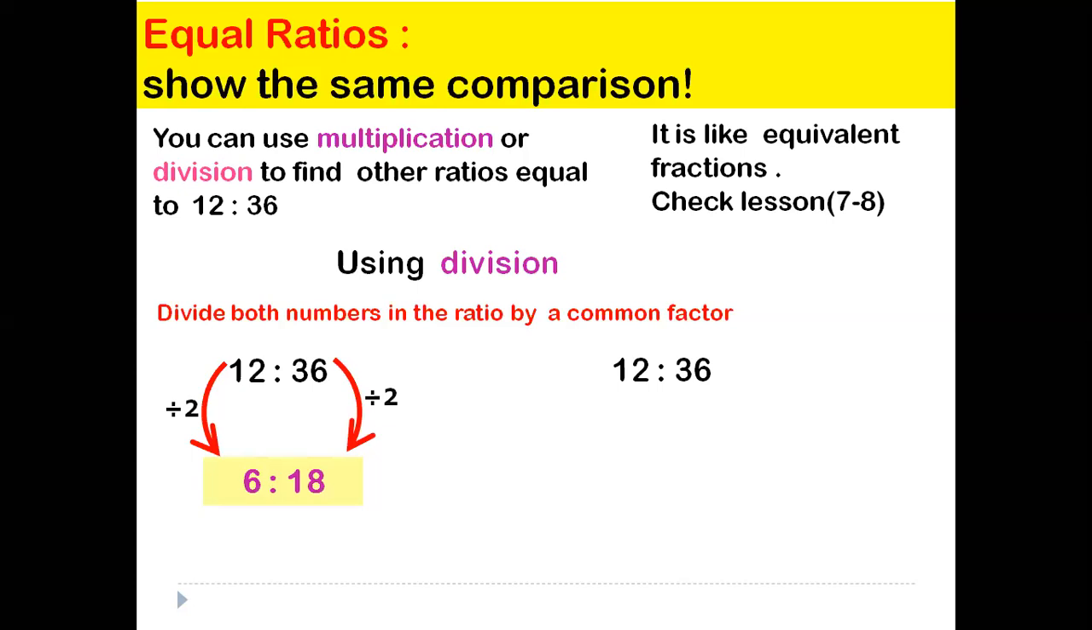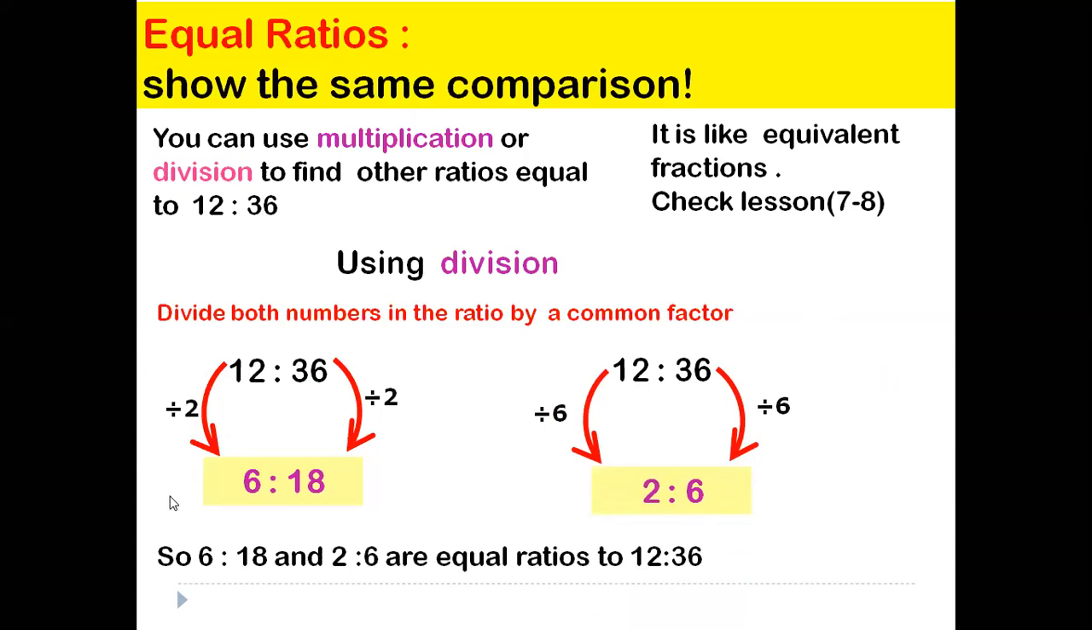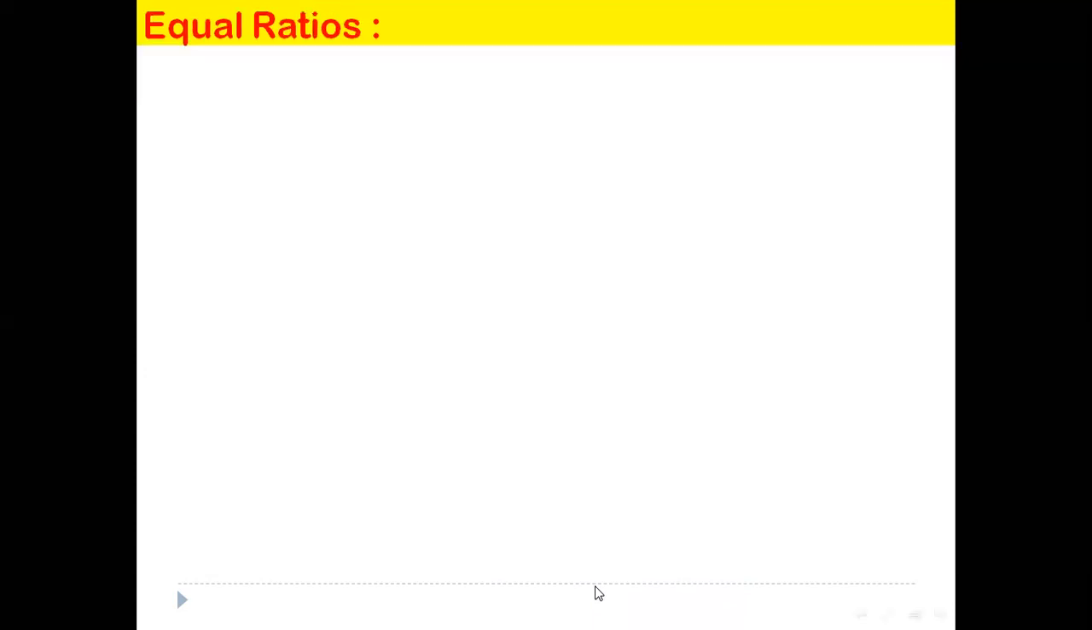Yes, we can divide them by 4. We can divide them both by 6. We can divide them both by 12. So here we choose, for example, 6. 12 divided by 6 is 2, and 36 divided by 6 is 6. So these two ratios, 6 to 18 and 2 to 6, are also equal ratios.